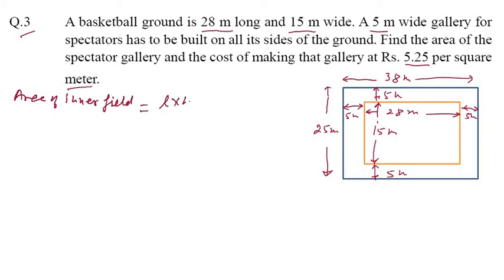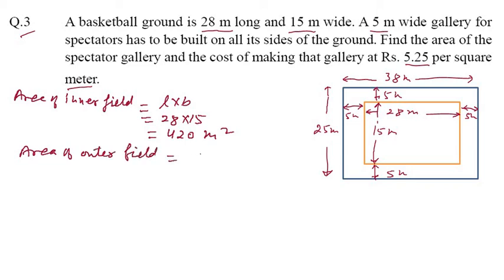That is length into breadth. So length is how much? It is 28 meter and the breadth is 15 meter. So you can multiply this. It is 420 meter square. Now area of outer field. It is also length into breadth, but length is converted into 38. Why? Because 5 meter is added on all the sides. So it is 38 into 25.